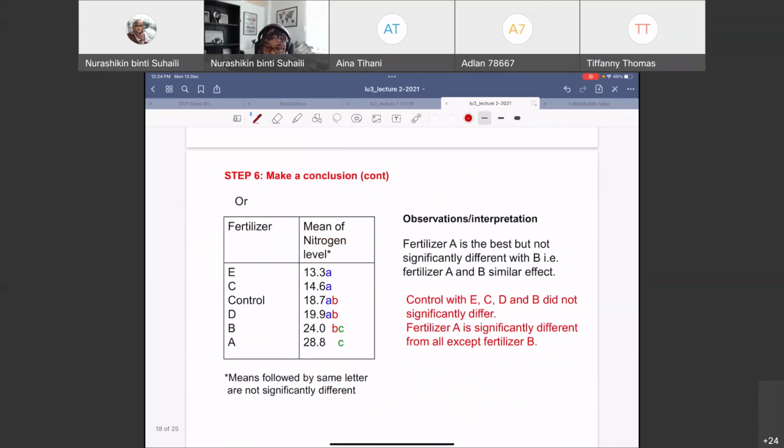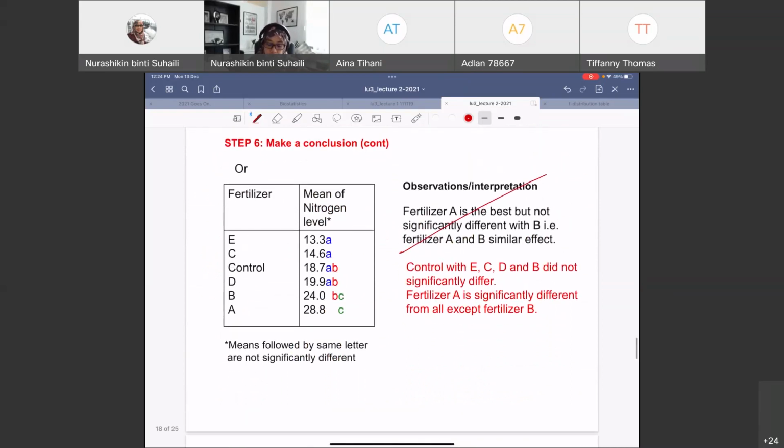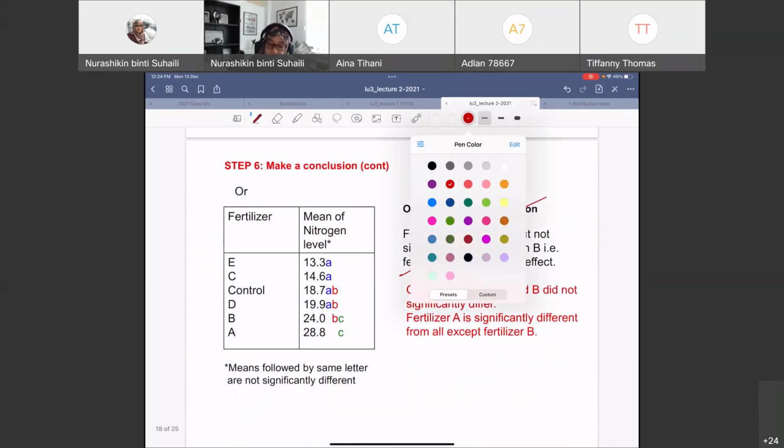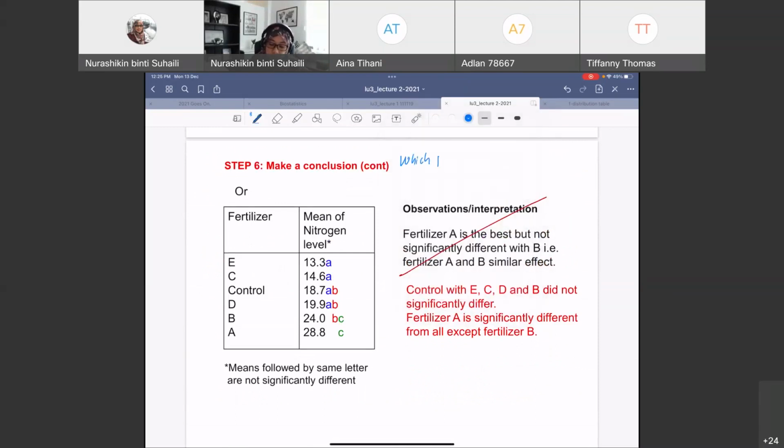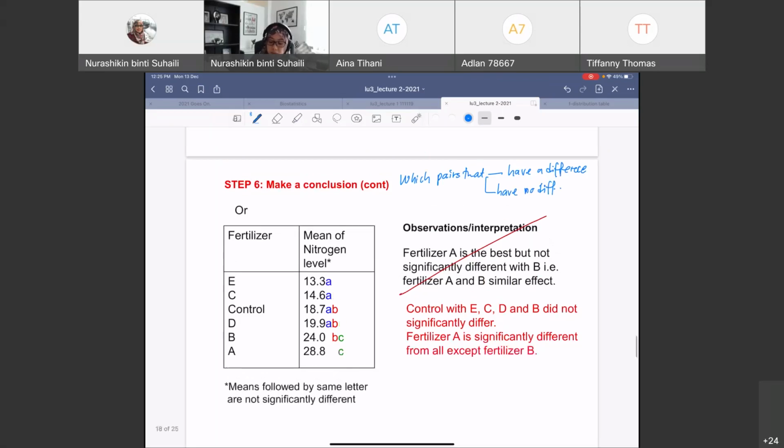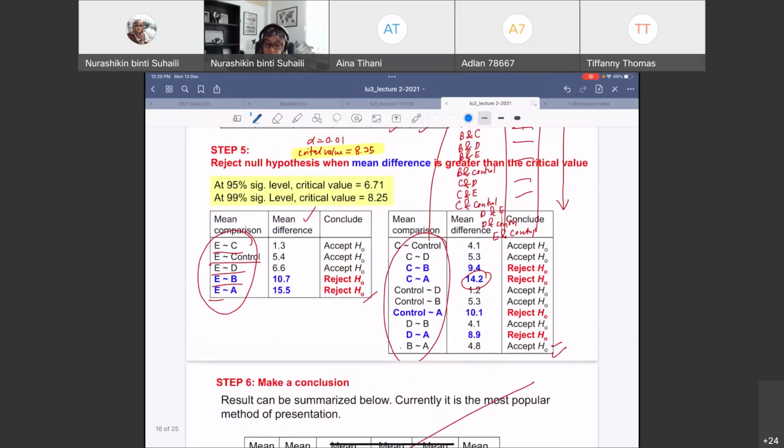So make a conclusion. What I expect you to come up with at the end is to conclude which pairs have a difference, and which pairs have no difference, based on the decision here. For example here, accept null means there is no difference, right? So the conclusion should be a bit lengthier because you have to mention all the pairs.